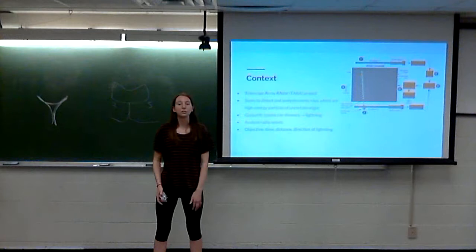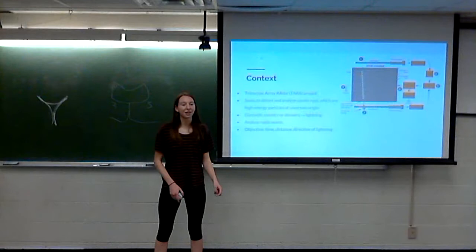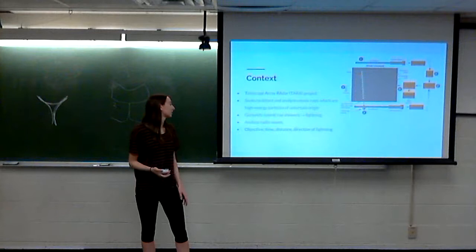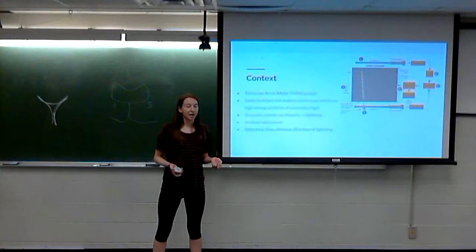As cosmic rays descend to the Earth, they cause ionization, and that ionization is possibly what causes lightning to strike. So the idea behind having a lightning detector, what we've worked on all summer, is that it would serve as a trigger for antennae that detect radio waves.